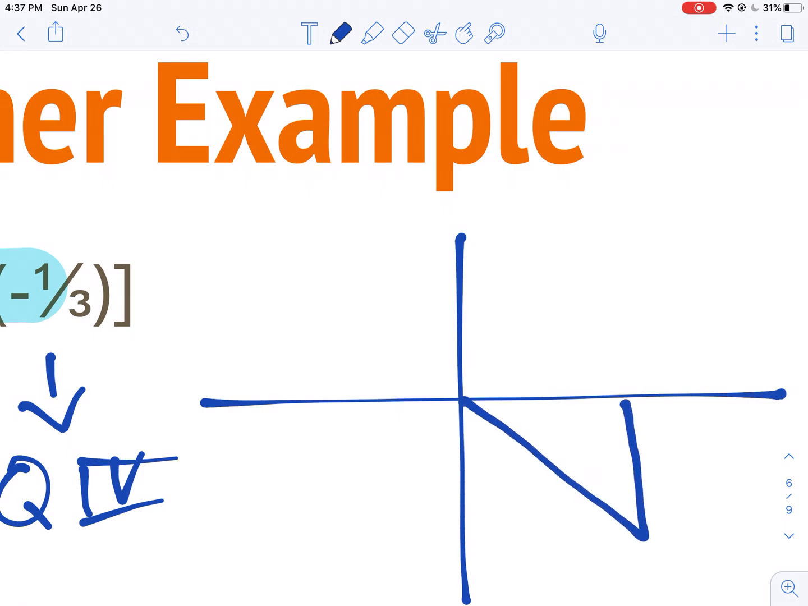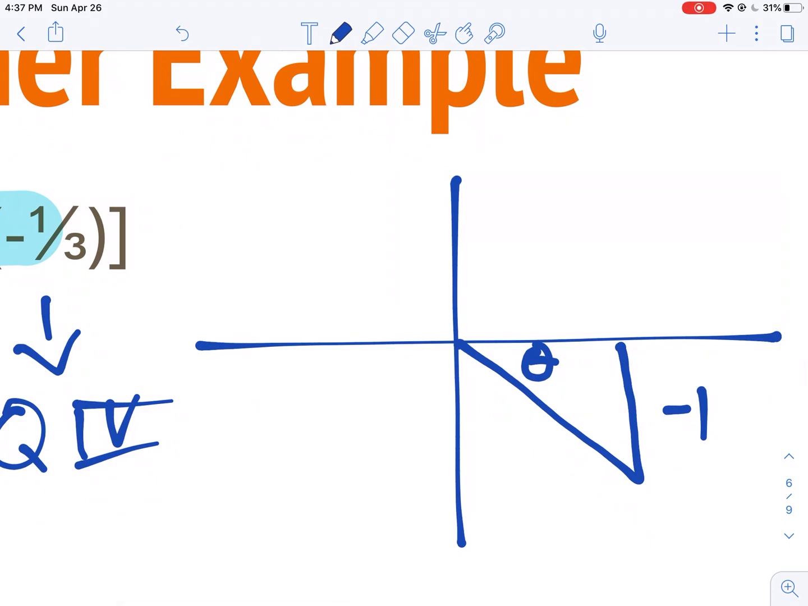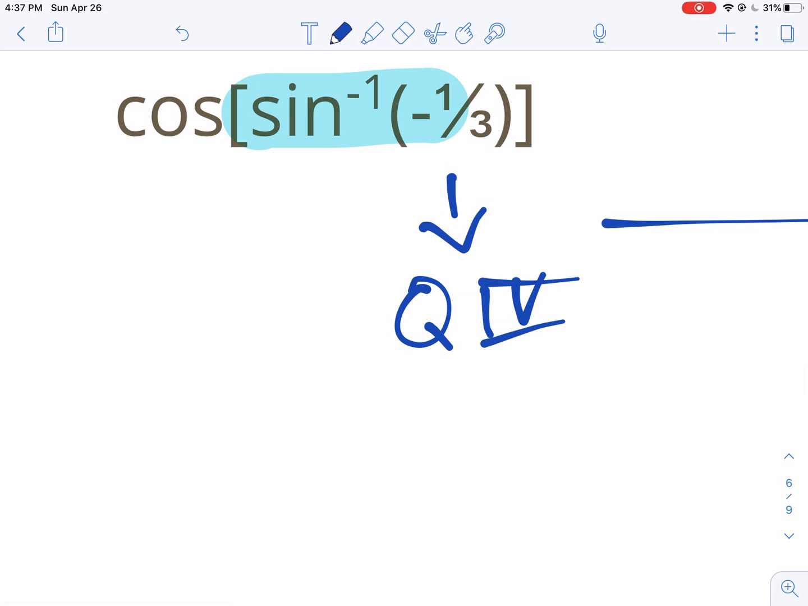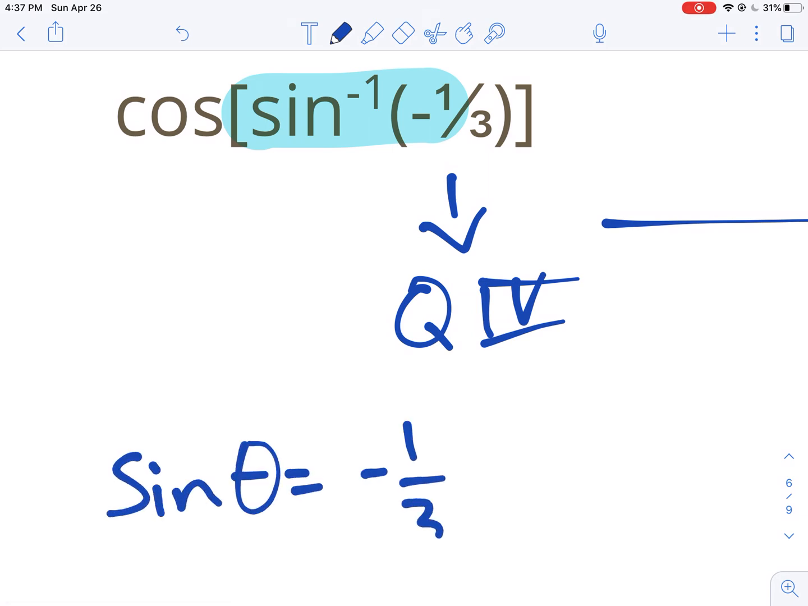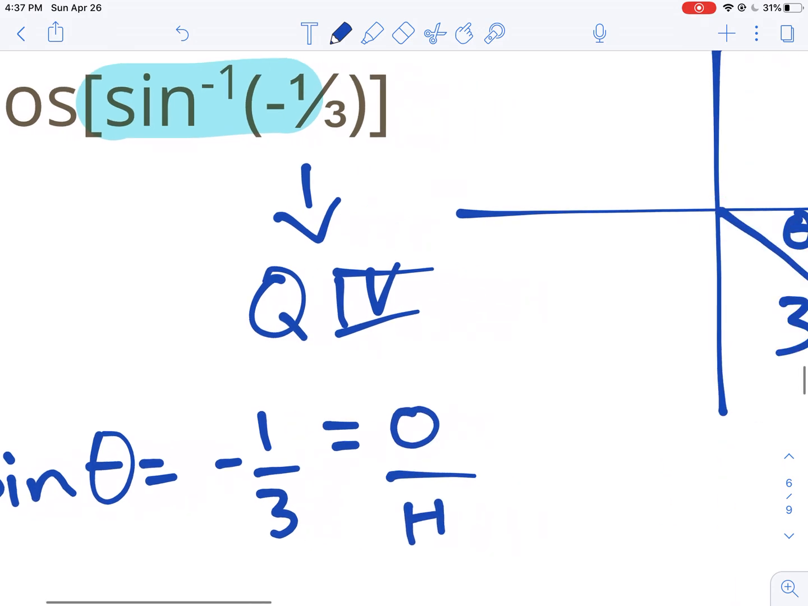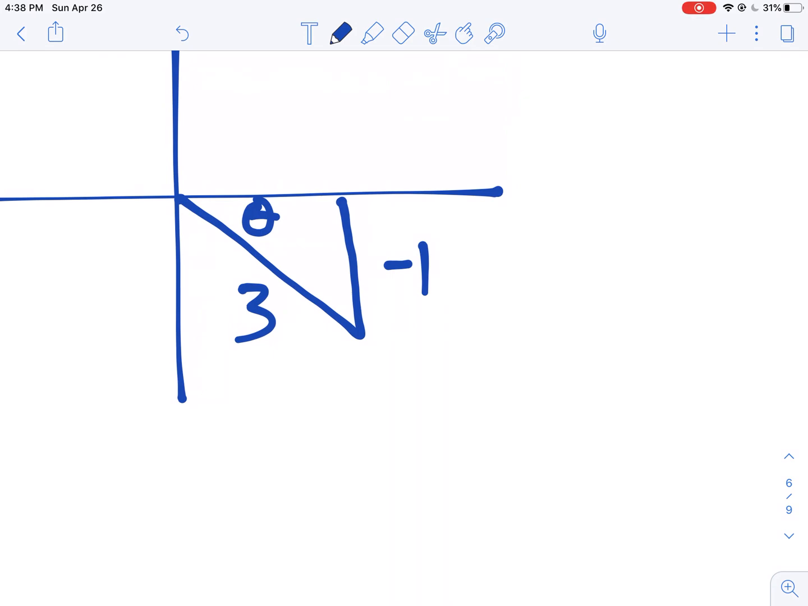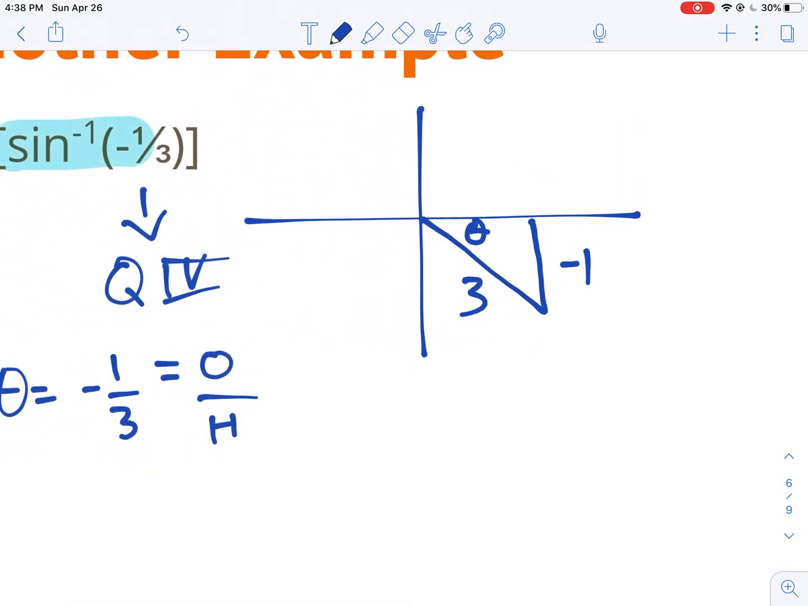I know that my opposite side is going to be -1, and I know that my hypotenuse is going to be 3 because I'm being told that my sine of theta is equal to -1/3, which means that I've got my opposite over my hypotenuse. Obviously, in quadrant 4, my y value is already negative, and my hypotenuse is always a positive value. So I've got that -1, and I've got that 3. And then I just have to go through the process of figuring out what is that adjacent side.